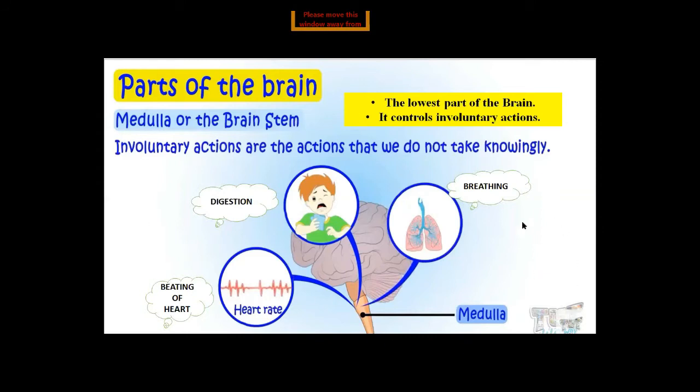What are the involuntary actions? Like breathing, respiration, like digestion, like the beating of the heart. So what is the definition of the medulla, and how can we define the medulla or the brainstem? It is the lowest part of the brain, and it controls involuntary actions. The examples of involuntary actions you can see on your screen: heart rate, beating of the heart, digestion, and breathing, meaning respiration.